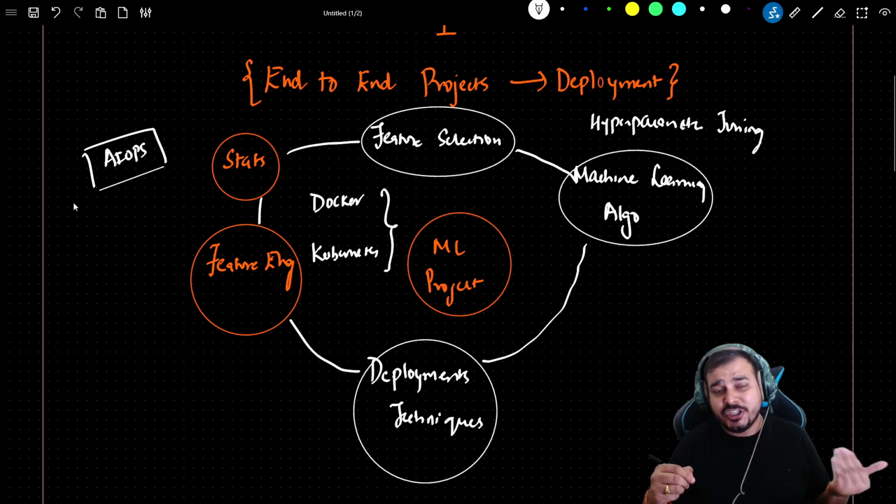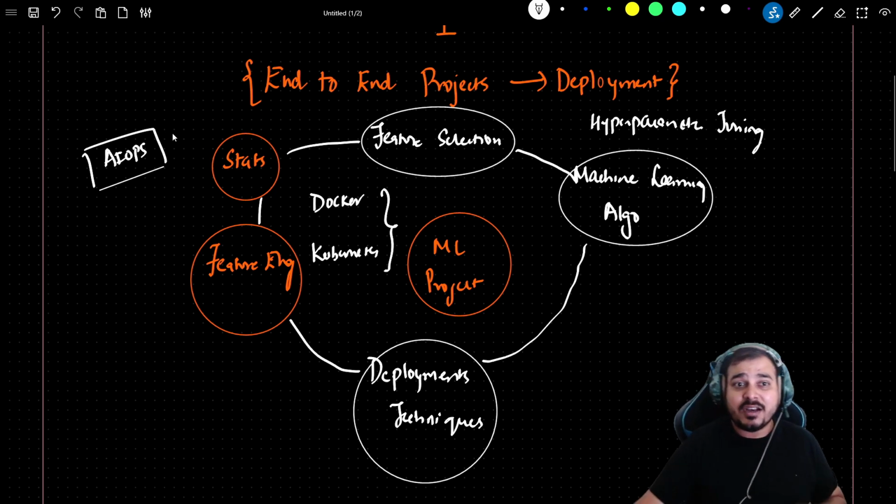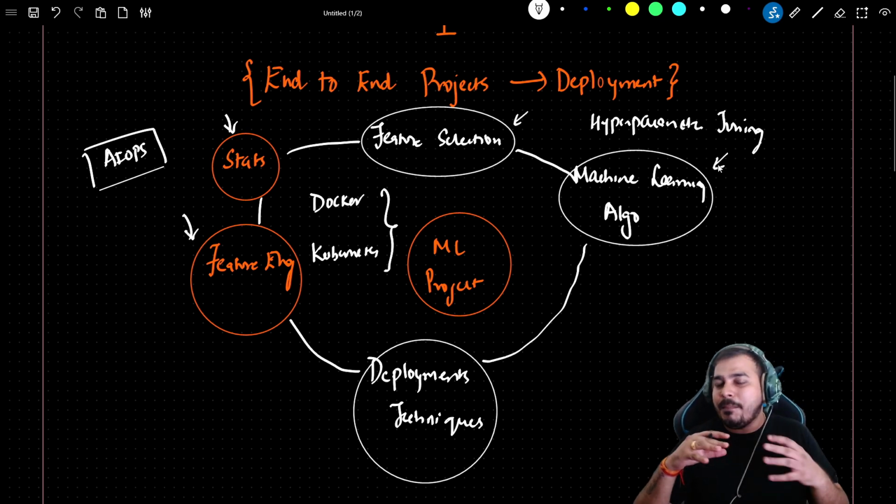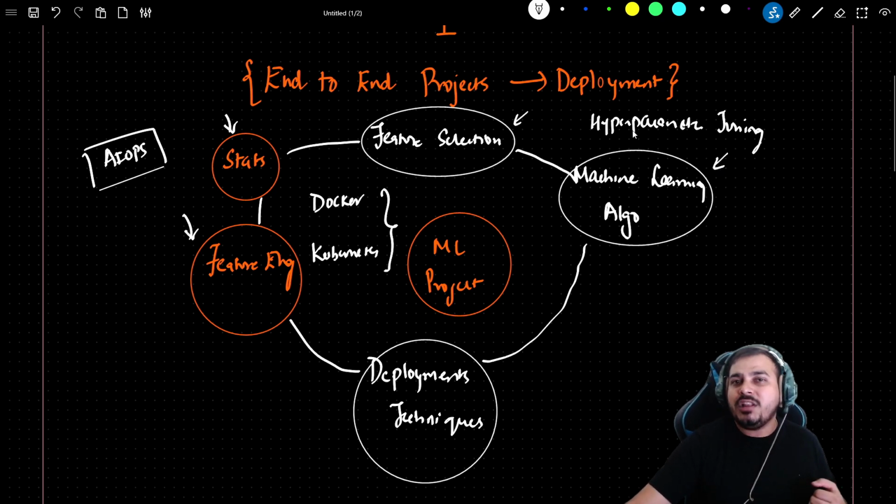They'll not stress much on this, but the most focus is on the basic parts of statistics, the basic parts of feature engineering, feature selection, machine learning algorithms, the maths behind the machine learning algorithm, all the hyperparameter tuning, and probably the deployment techniques with respect to all the clouds that you have actually done.